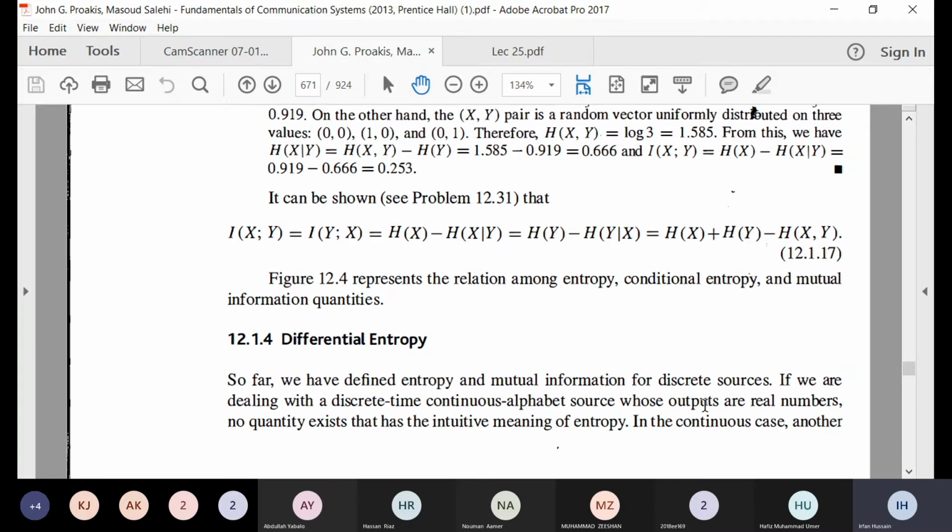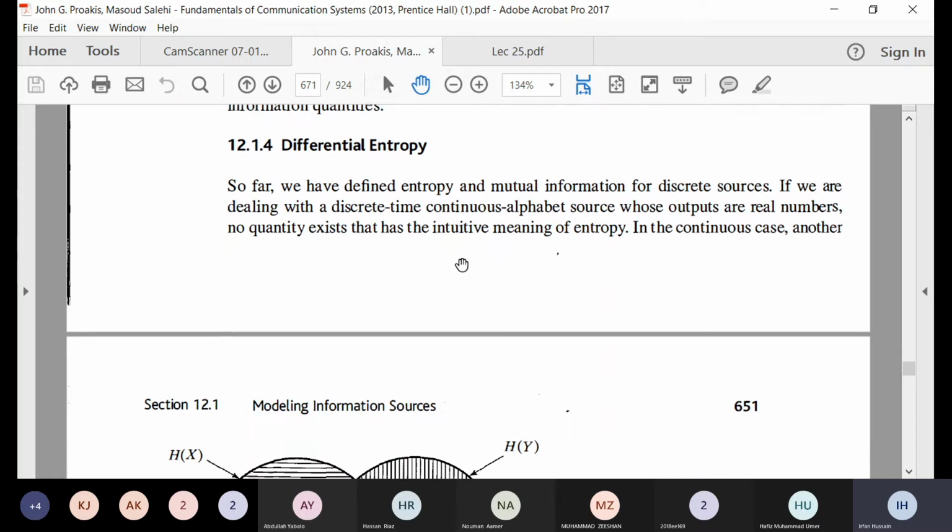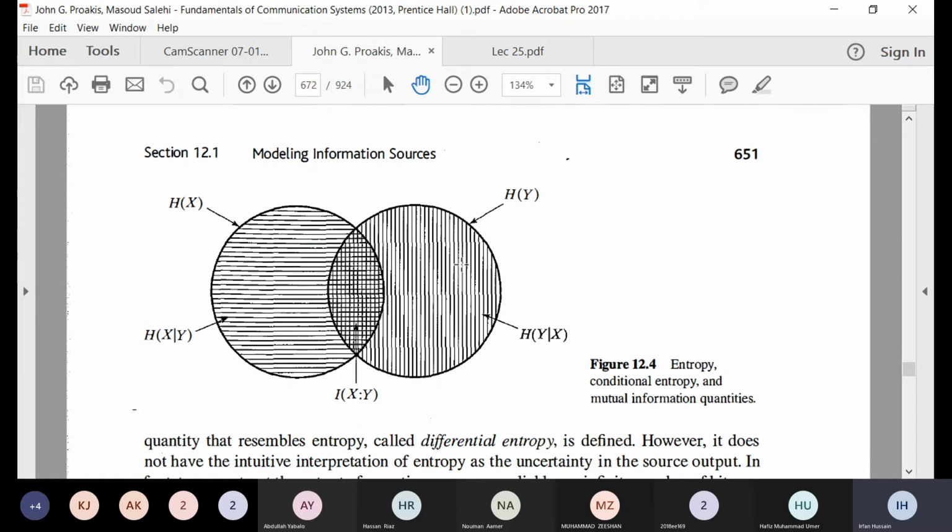So we have a figure here, 12.4, which is also shown, more properly represented, in the book. You can see here, this was H(X). This total circle was H(X), representing the information source, the entropy of the random variable X. Now this total circle was representing the entropy of Y.